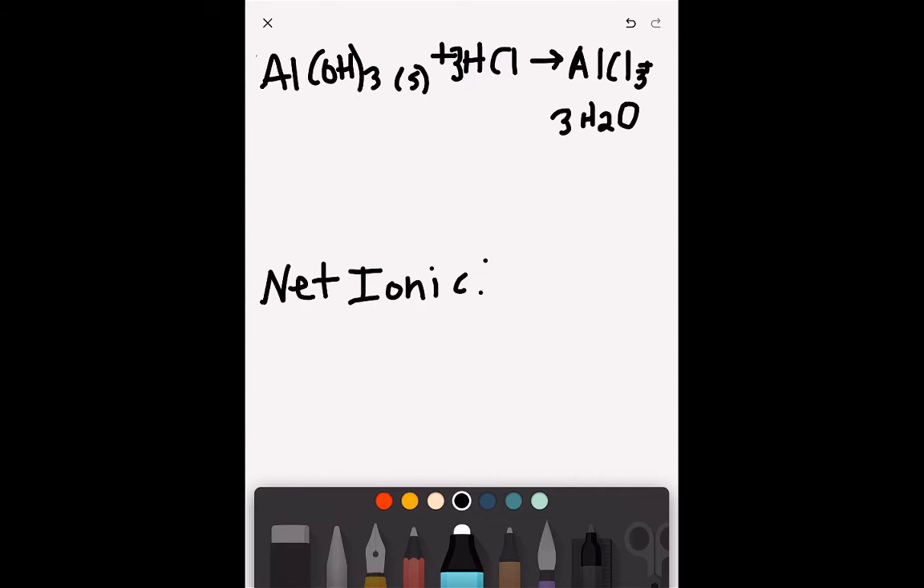All right, so now that we have written a correct balanced equation with the products, we're ready to write our complete ionic equation. First thing I notice here is I have Al(OH)3 and it's a solid. Well, what did we say about solids? Solids are non-electrolytes, so they will not ionize, which means we will not break it apart into its ions. So we are going to keep Al(OH)3 just exactly like it already is. We're not going to break it apart.